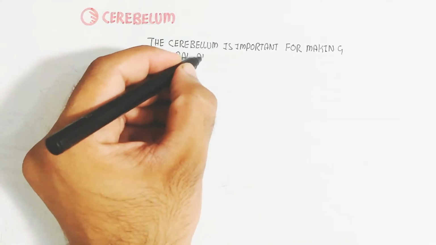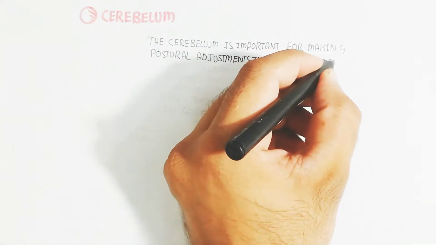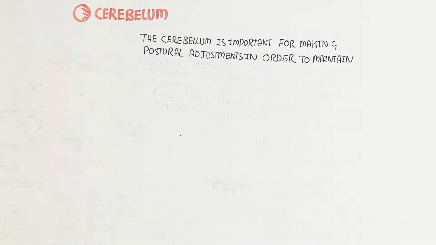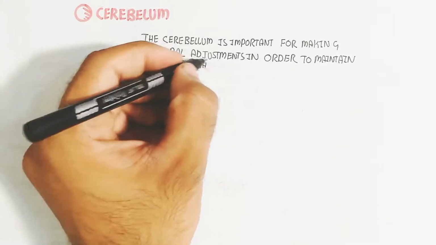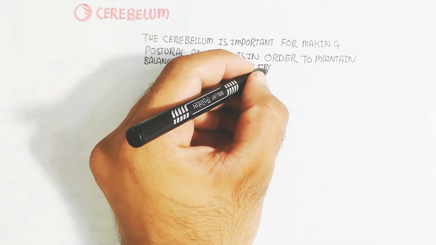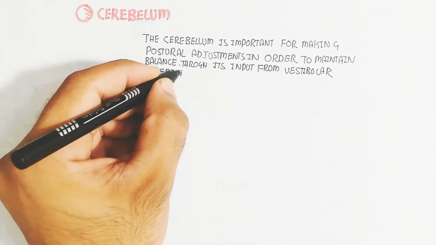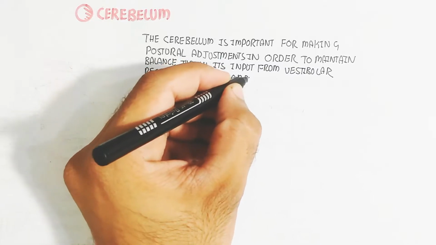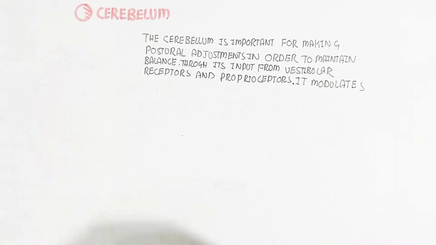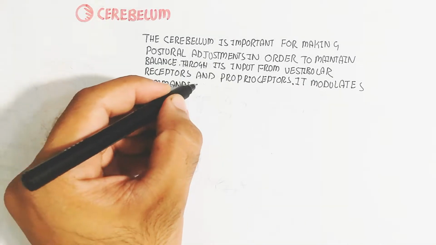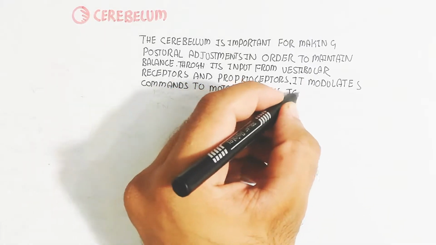The cerebellum is important for making postural adjustments in order to maintain balance, and through its input from vestibular receptors and proprioceptors, it modulates the commands to motor neurons to compensate for shifts in body position or change in load upon muscle.